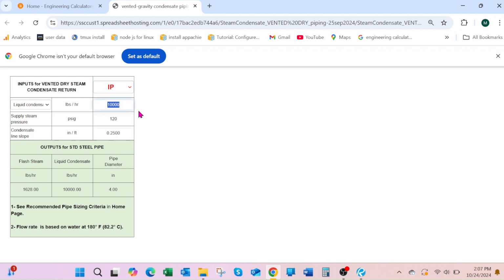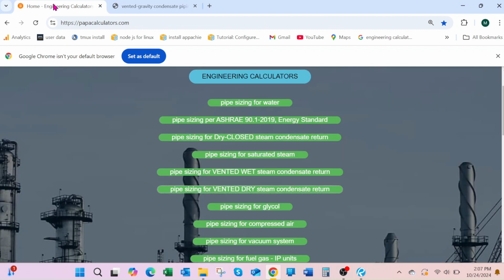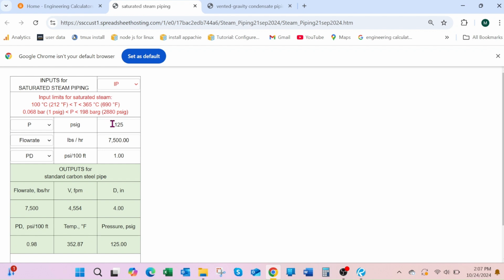As an example, for a liquid condensate flow rate of 6,000 pounds per hour, steam supply at 100 psig and a condensate line slope of 1/8 inch per foot, the calculated data are a 4-inch pipe and a flash steam flow rate of 879 pounds per hour. To size the vent pipe for flash steam, let's go back to the home page and select the pipe sizing for saturated steam.